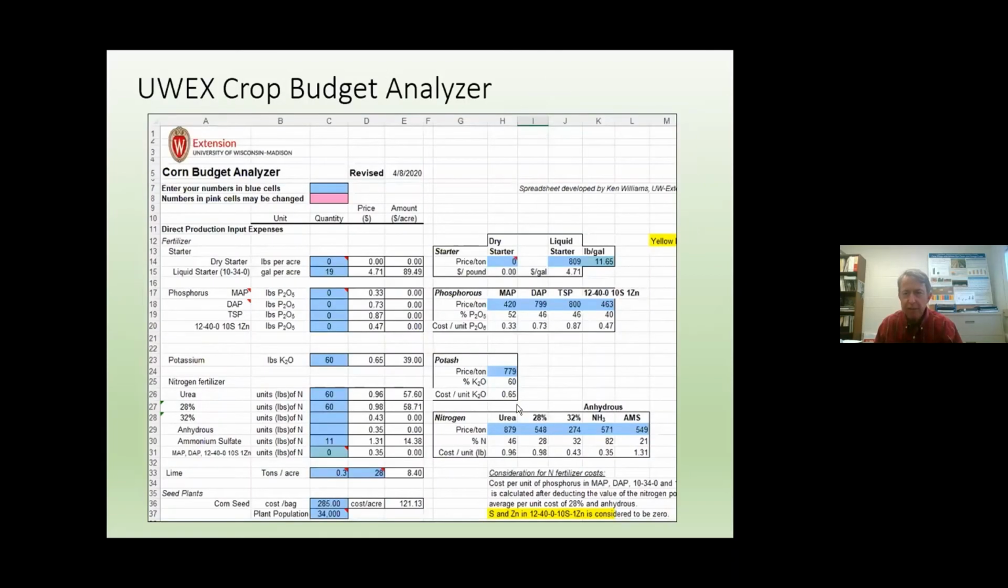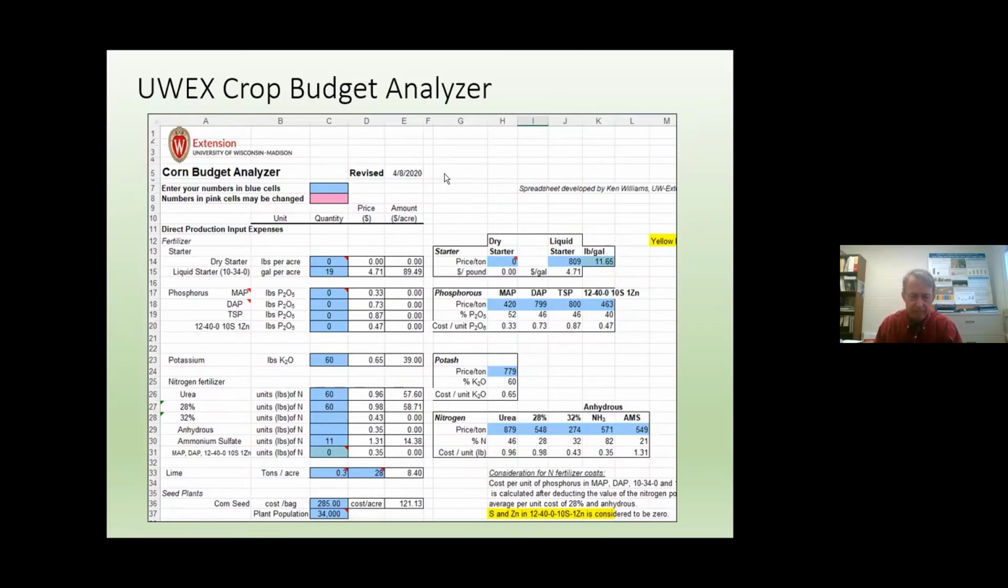I will say that there are some default values in here. They haven't been updated since 2020, but a lot of people do like this one because it is a little simpler than the ones from some of those other states. And when it is updated, we'll have information more specific to our state.